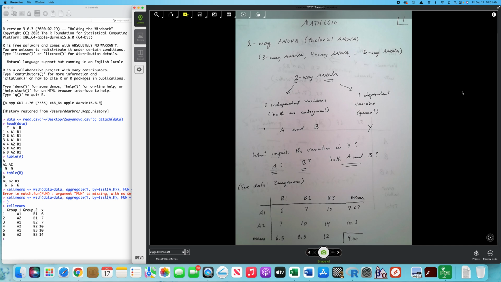All right, gang, Math 6610. I'm going to jump into two-way ANOVA, sometimes called factorial ANOVA. And this process can be extended into three, four, K-way ANOVA.